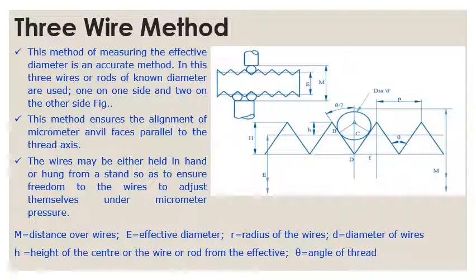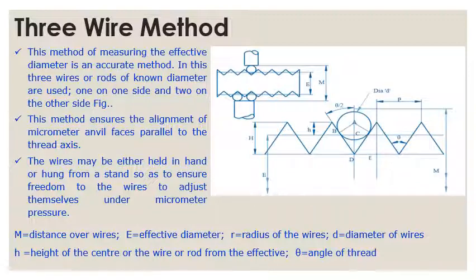When we hold it in a hand, the wires are held firmly, and it is very difficult to give freedom to the wires. When we suspend it, it is free to float. Then we can give maximum freedom to the wires to adjust themselves under the micrometer.